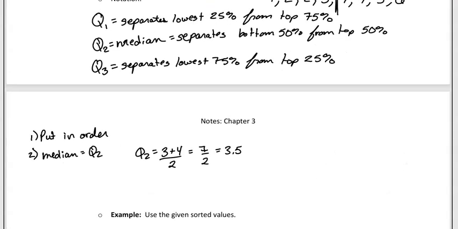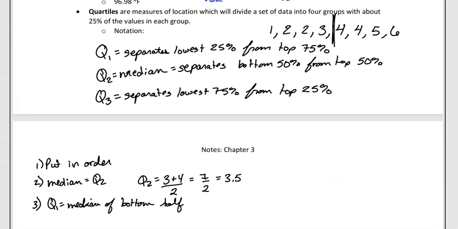So now we've got this lower end of data and this upper end of data. Quartile 1 is the median of the bottom half. So if I look at this data set, I want to find what's in the middle. And right now I've got two numbers in the middle. So for this data set, my quartile 1 would be what's in the middle of 2 and 2, which is going to be 2.